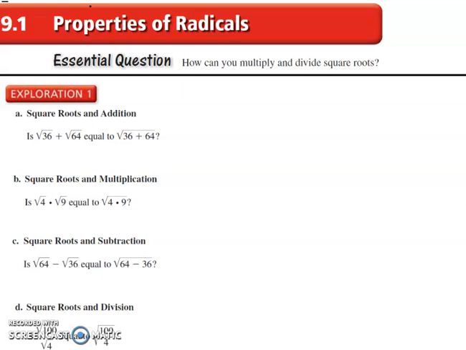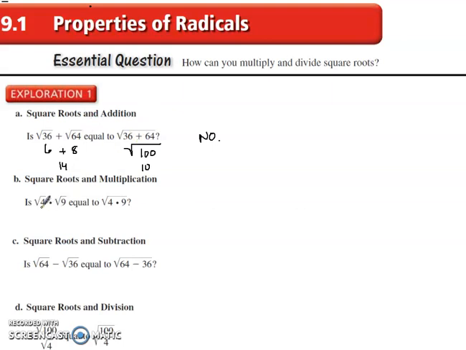Part A, we are exploring square roots and addition. So I've got the square root of 36 plus the square root of 64, and we want to see if I add first and then square root, do I get the same thing? Well, the square root of 36 is 6, the square root of 64 is 8. When I add the two, I get 14. Here we're saying add them first, so I add 36 and 64 to get 100, but the square root of 100 is 10. So this case is not true. The square root of 36 plus the square root of 64 does not equal the square root of the two added together first. So we cannot simplify by adding.